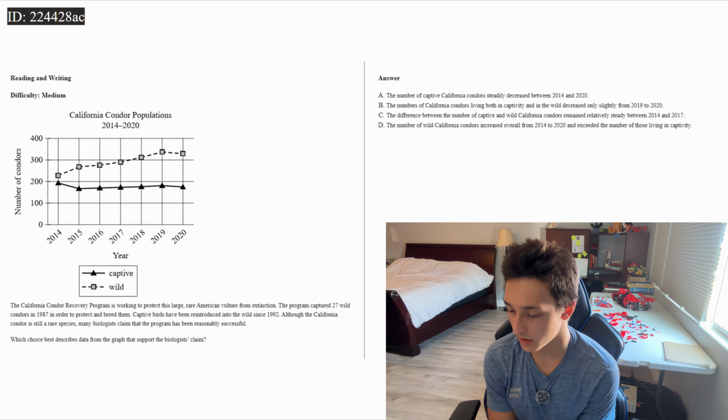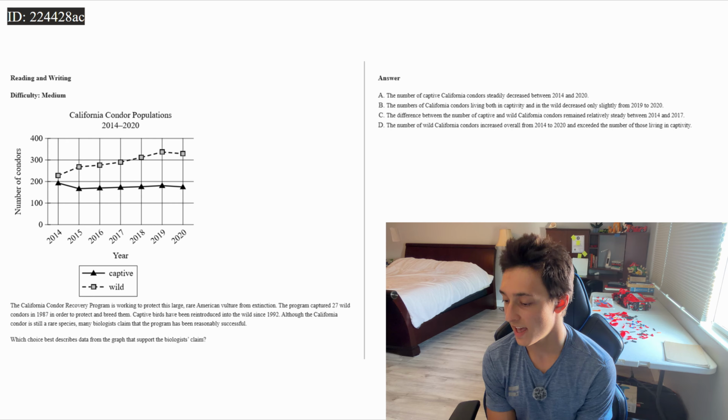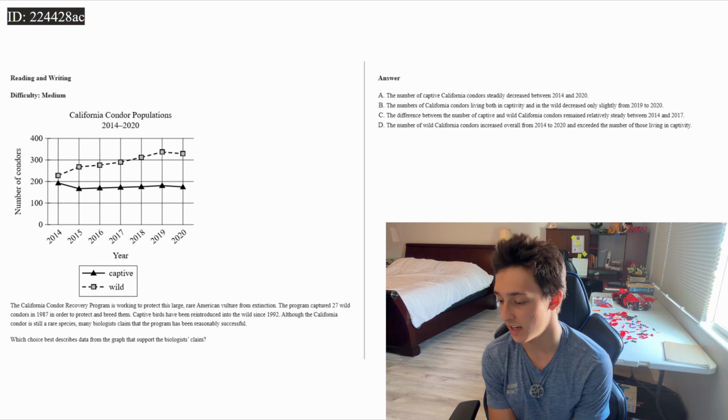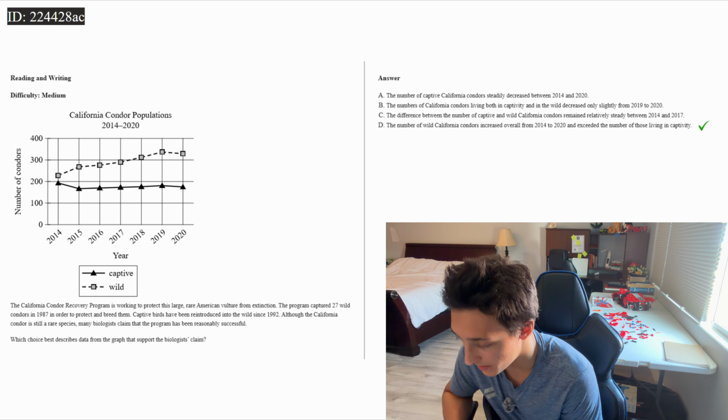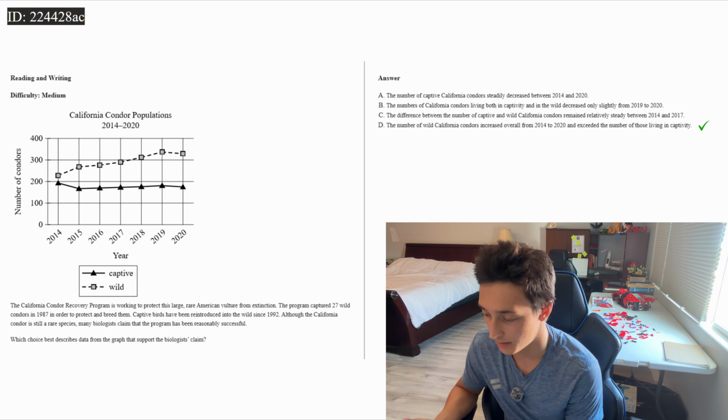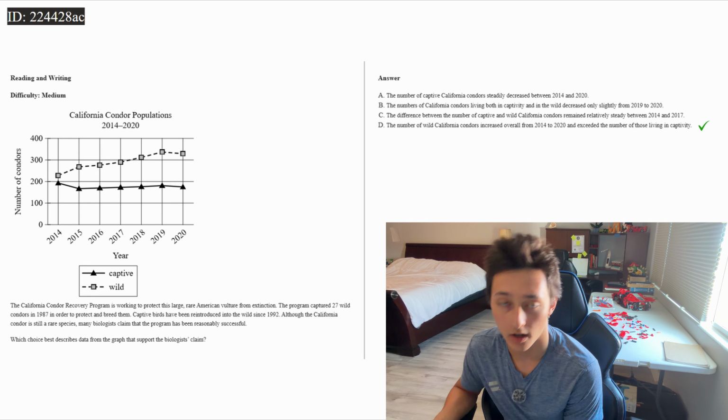The number of wild California condors increased overall from 2014 to 2020 and exceeded the number of those living in captivity. This is a much stronger answer, so I'm definitely picking B here, because it's talking about the increase, and it's talking about the entire time scale, and it says that it exceeded the number of those living in captivity, which does support the biologist's claim.